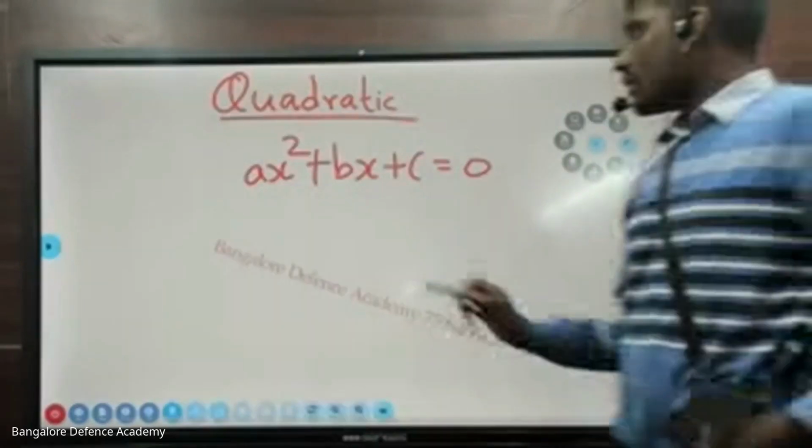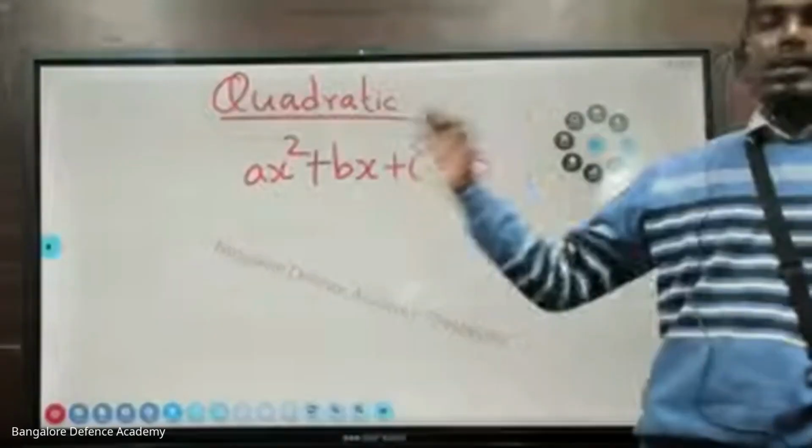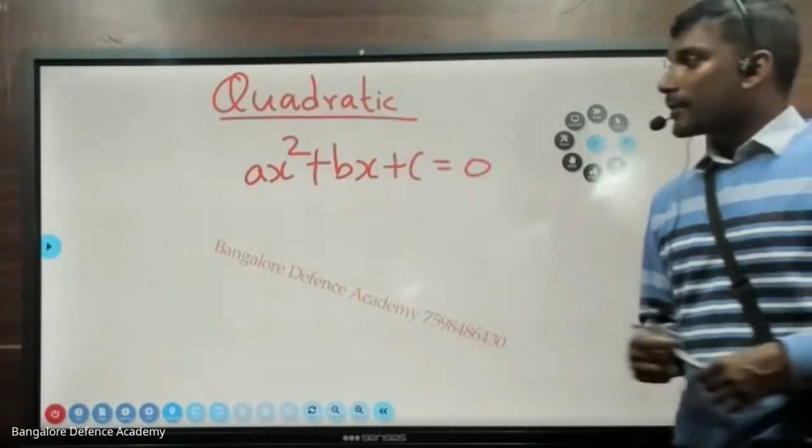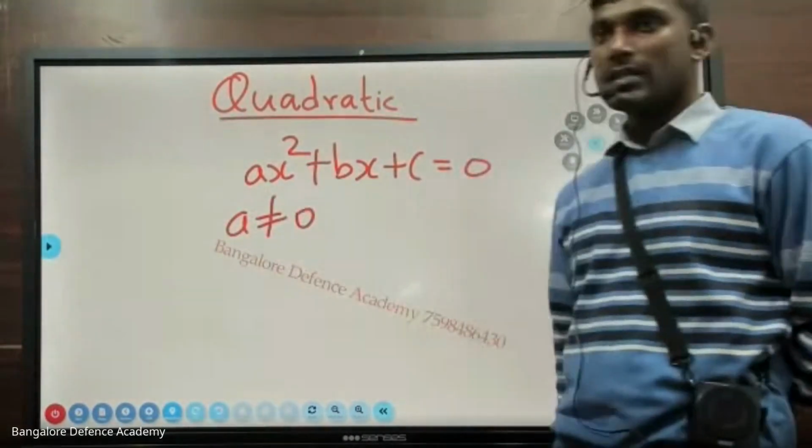Quadratic equation: ax square plus bx plus c is equal to 0. This is called the standard equation. Condition: a should not be equal to 0.